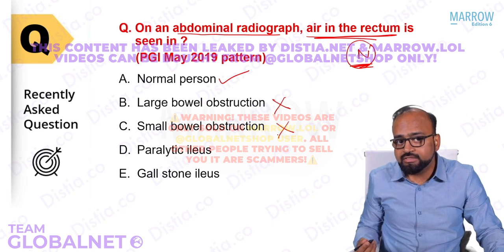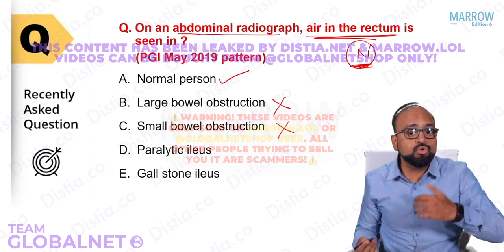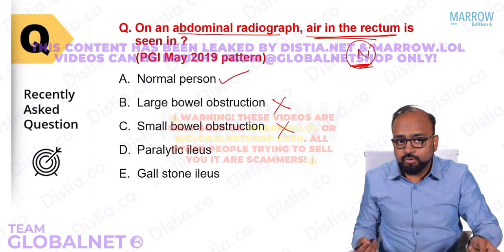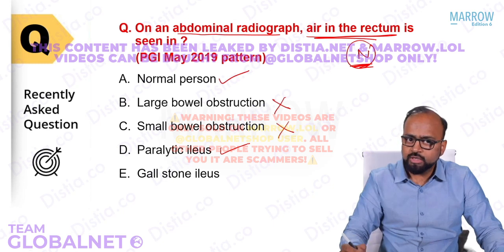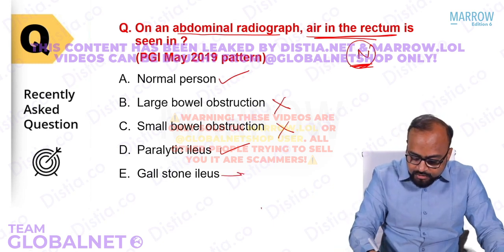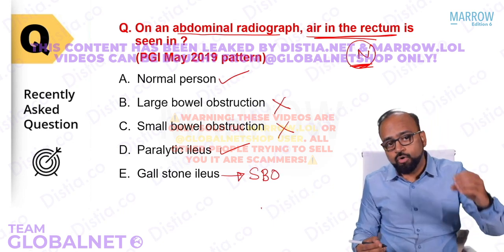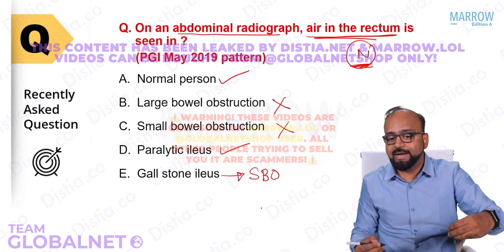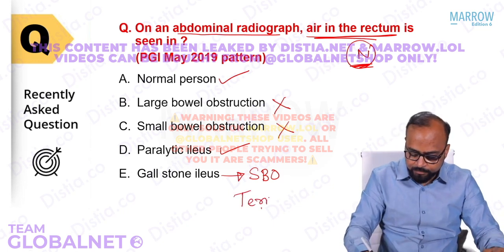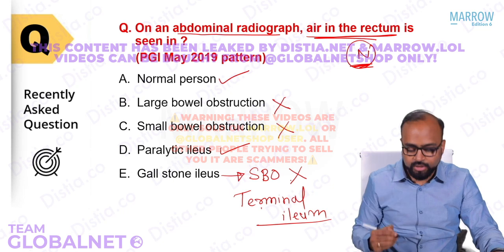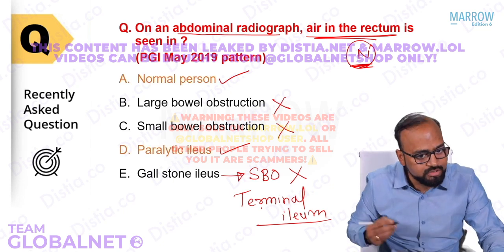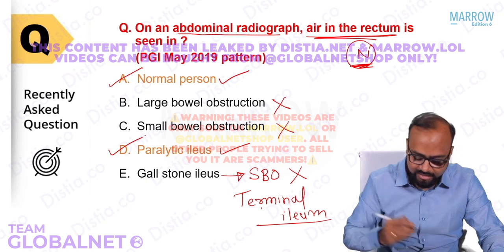In paralytic ileus, yes, in paralytic ileus there is no obstruction, right? It is just the motility of the bowel that is affected. So air in the rectum will be seen. Gallstone ileus, what is gallstone ileus? Gallstone ileus we have seen is nothing but small bowel obstruction. What is happening is that the gallstone which has passed into the bowel gets impacted where? It gets impacted most commonly at the terminal ileum, right? Therefore, nothing will pass distally, so there will be no air in the rectum. And therefore, the answer to this question is going to be a normal person and a paralytic ileus.